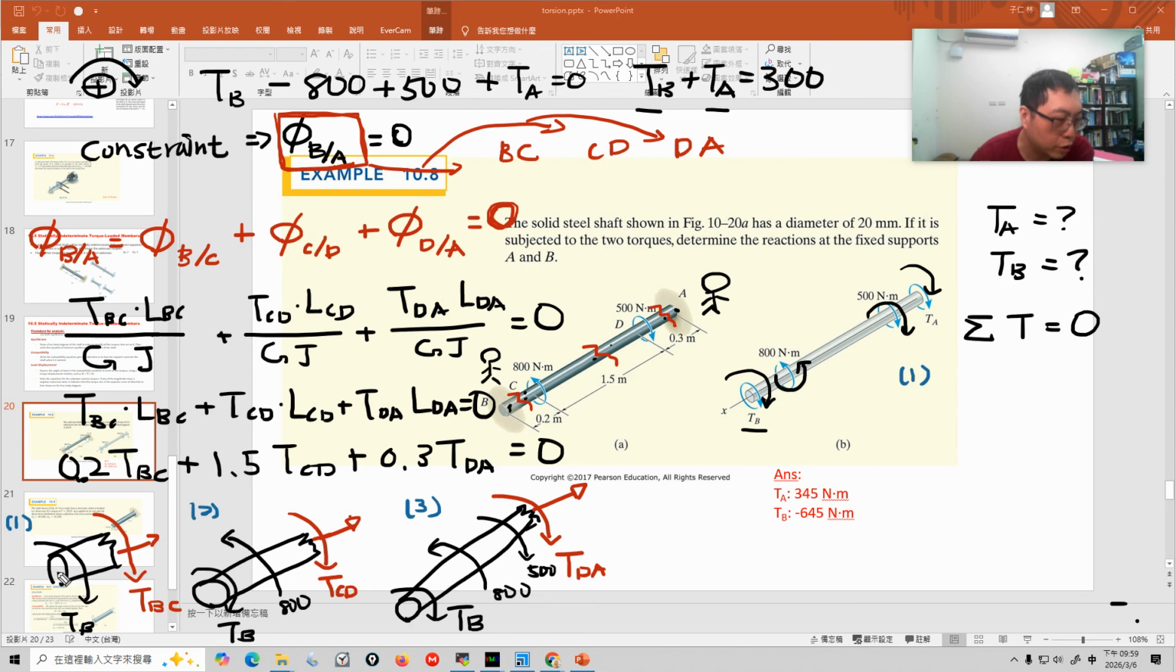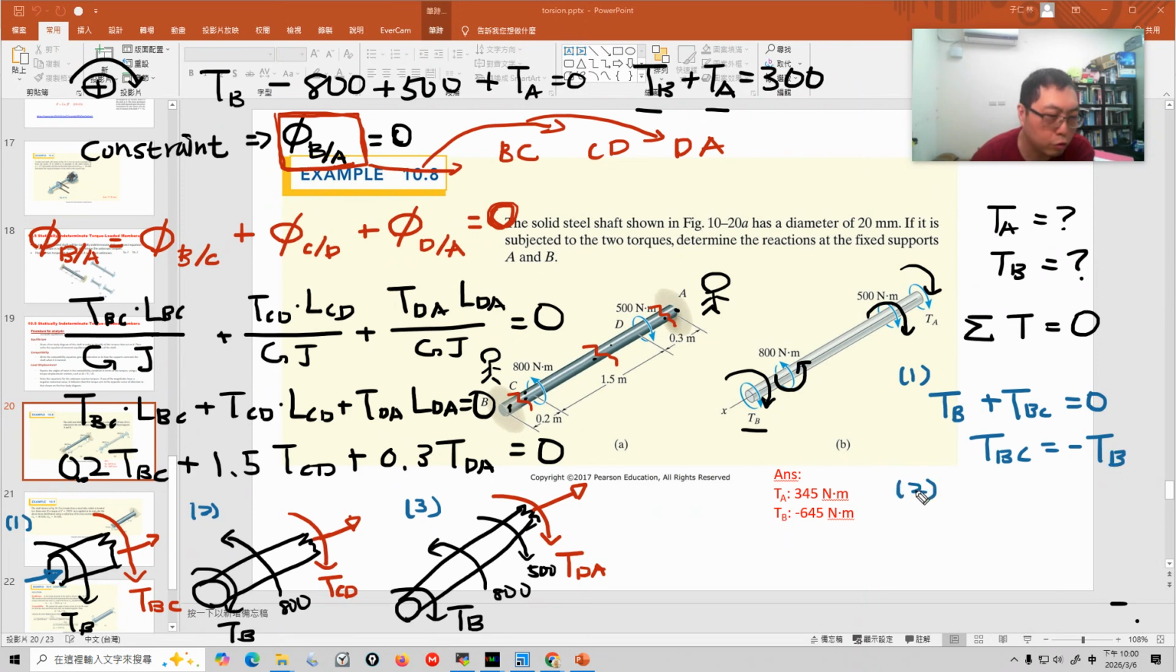Your thumb direction is here. This is your thumb direction. So the thumb direction is outward to the surface. So that means the sign of TB is positive, and TBC is positive. It's equal to 0. So TBC is equal to minus TB.